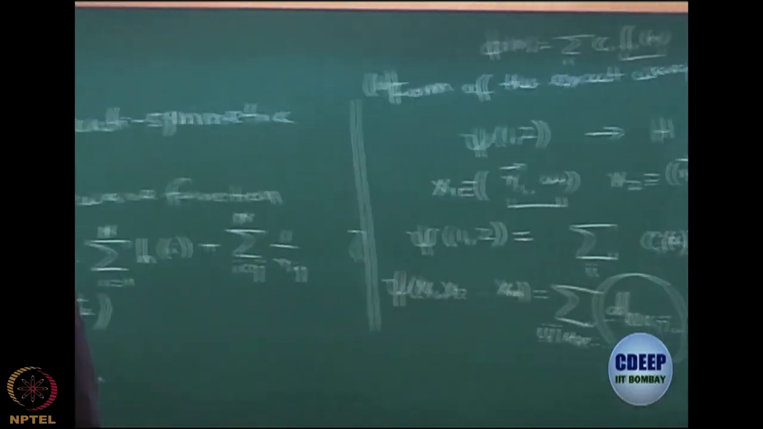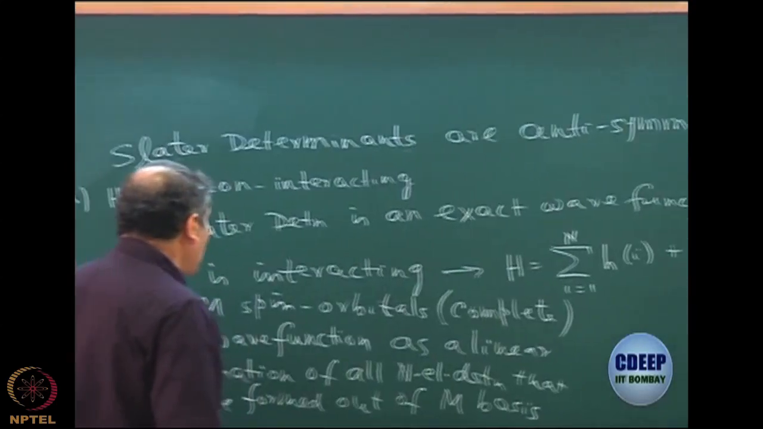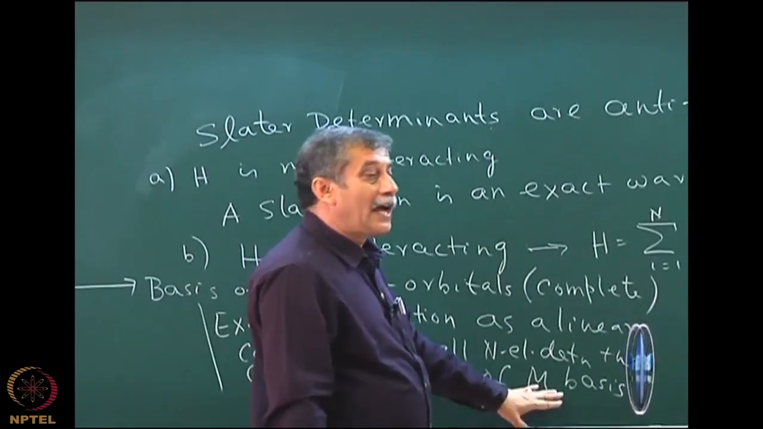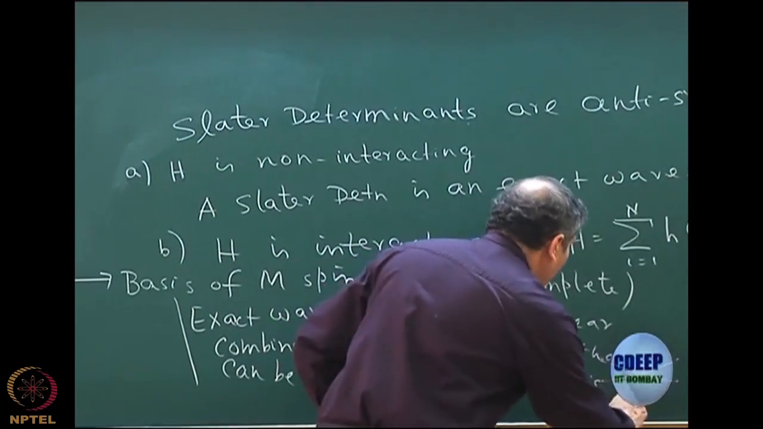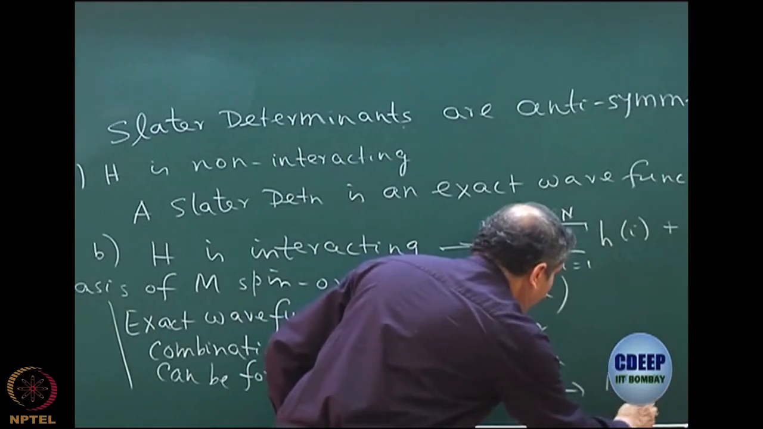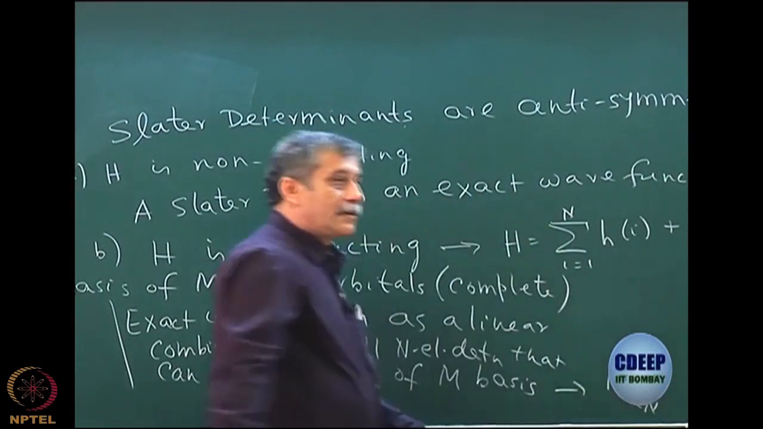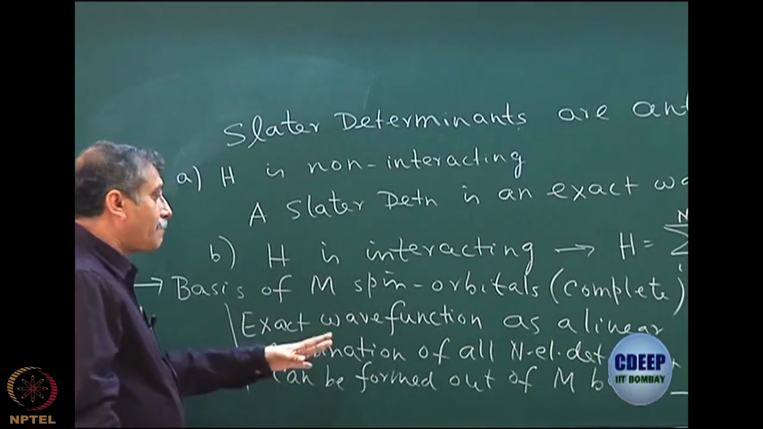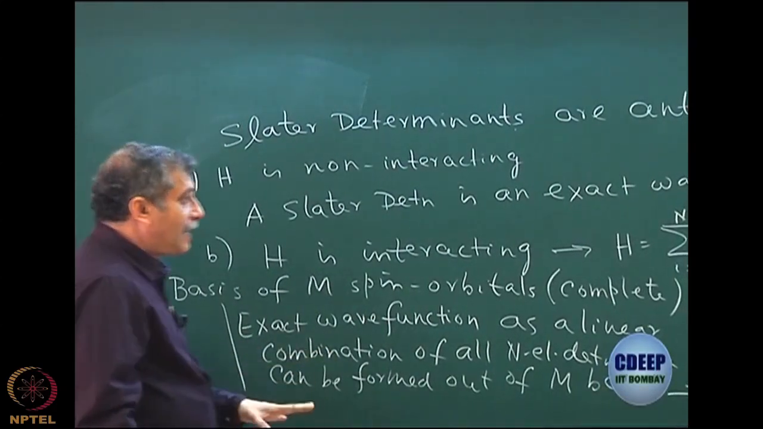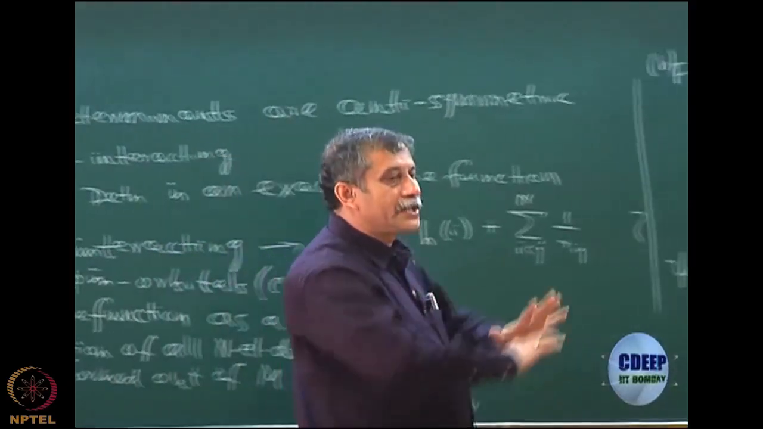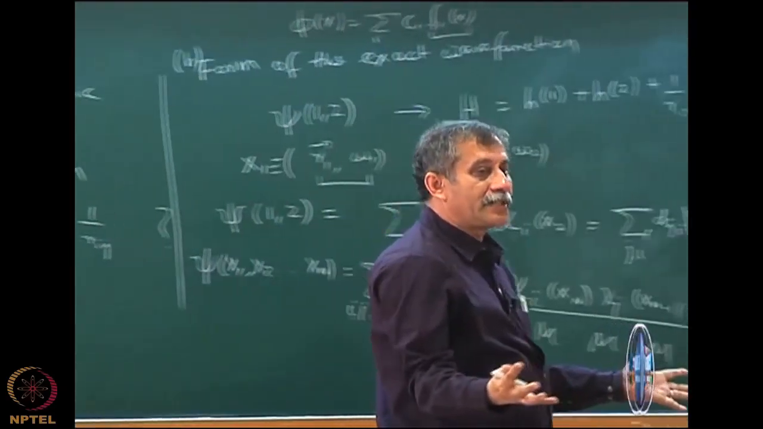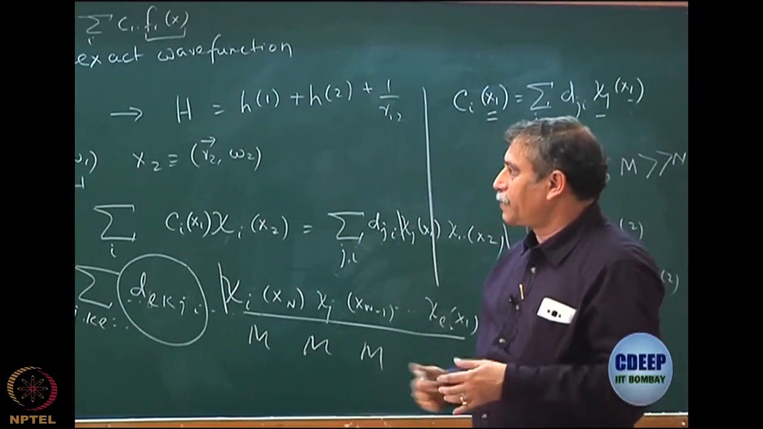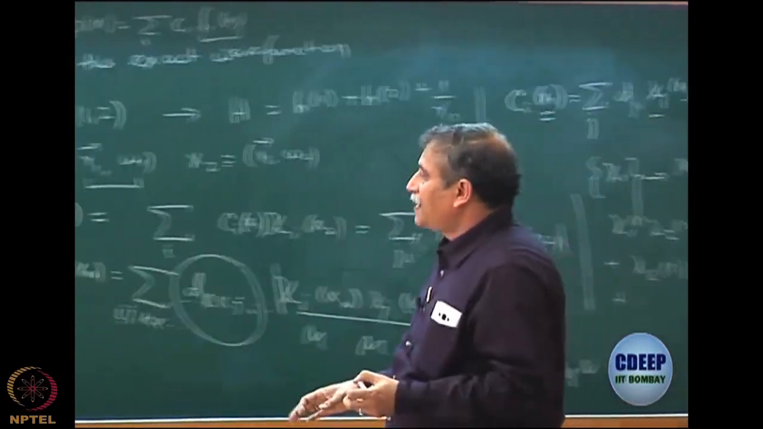In physics, it means you have to find all possible n-electron determinants that you can form out of the m basis, and this number is MCN. The number of n-electron determinants that you can form out of an m basis is MCN, and finally your wave function is just a linear combination of this MCN number of determinants. So I will give examples to further elaborate this, so that this is an exact form.